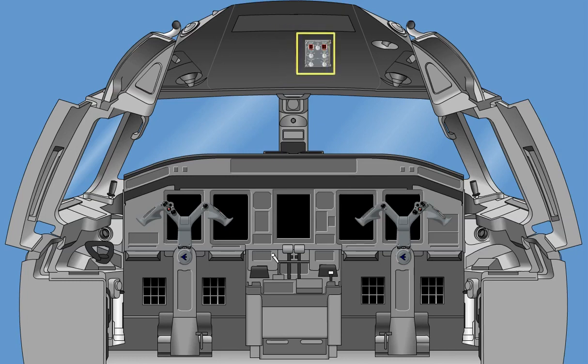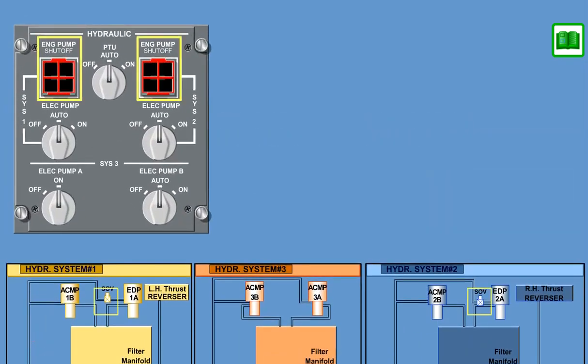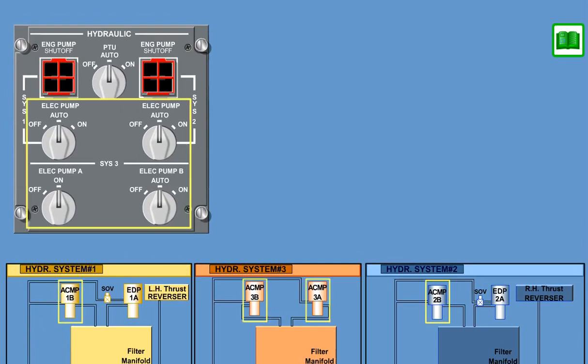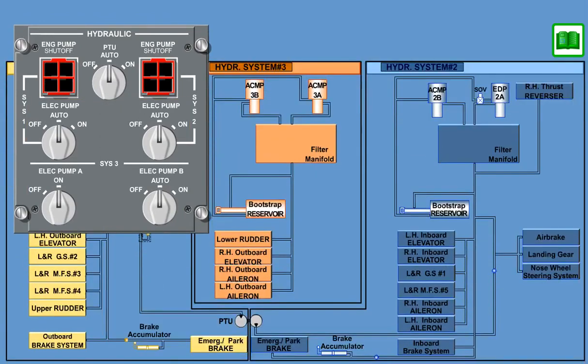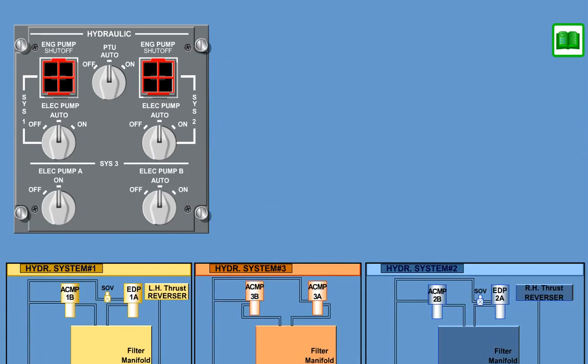The hydraulic control panel, located in the cockpit overhead panel, allows the crew to manually control the firewall shutoff valves, the AC motor-driven pumps, and the power transfer unit for all three hydraulic systems. During normal operation, the ACMPs and the PTU are controlled automatically when the respective rotary switch is selected to auto. An exception is the ACMP3A, which can only be manually controlled to either on or off.